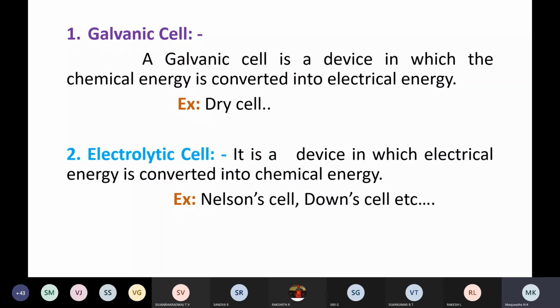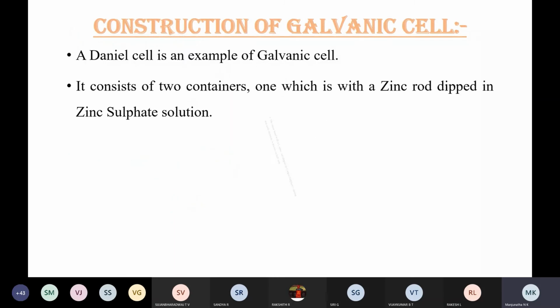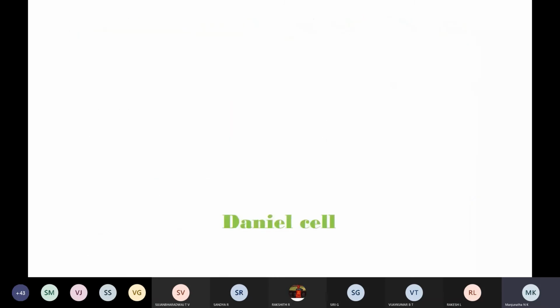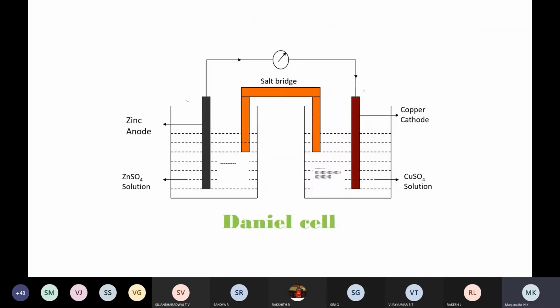So after these electrochemical cell types, coming to the first one, the galvanic cell, the construction and working of the galvanic cell. How to construct a galvanic cell, and how it converts chemical energy into electrical energy. See, this is the Daniell cell. It is an example of a galvanic cell. See, this is one Daniell cell.